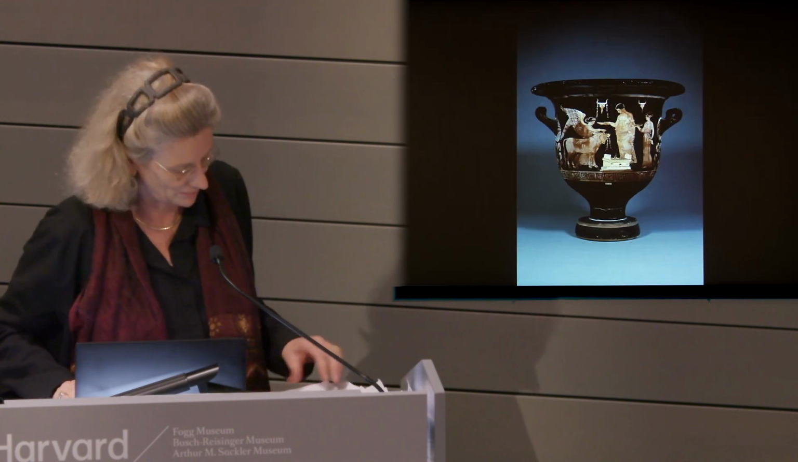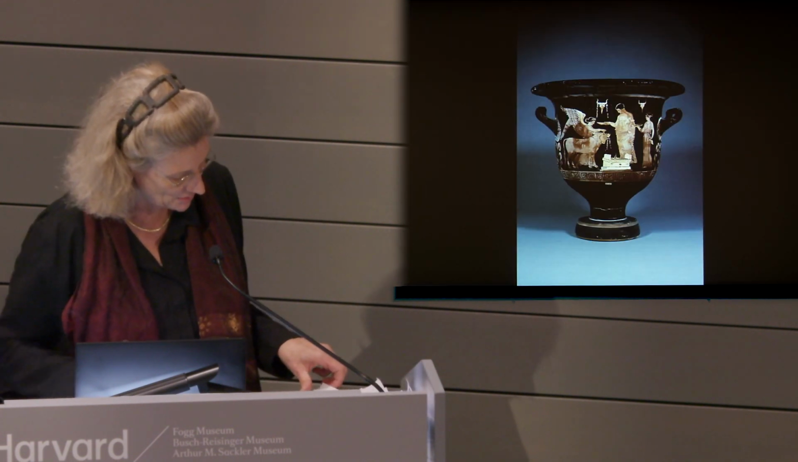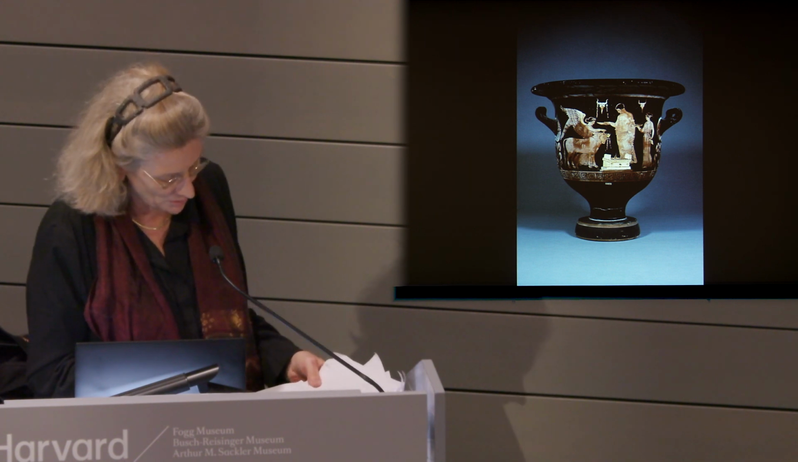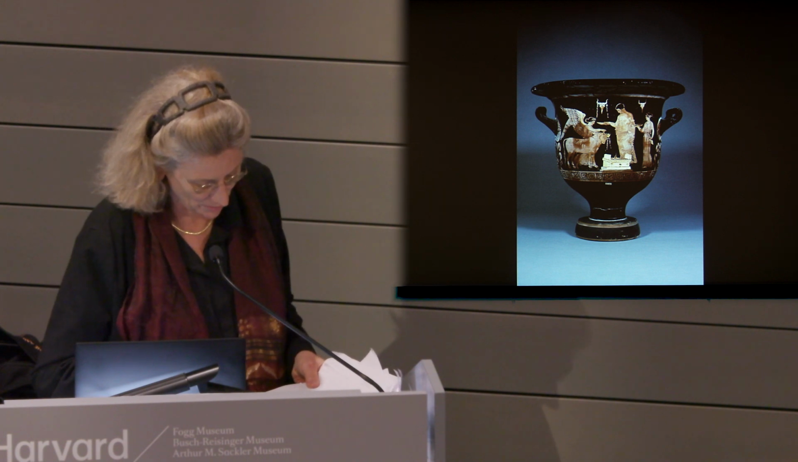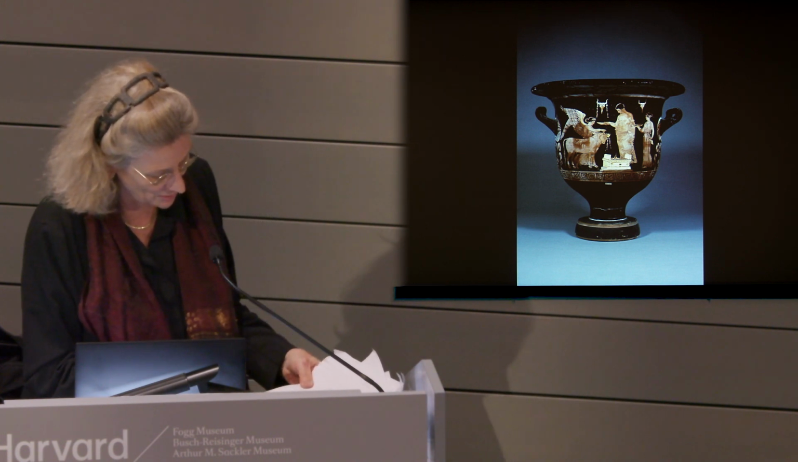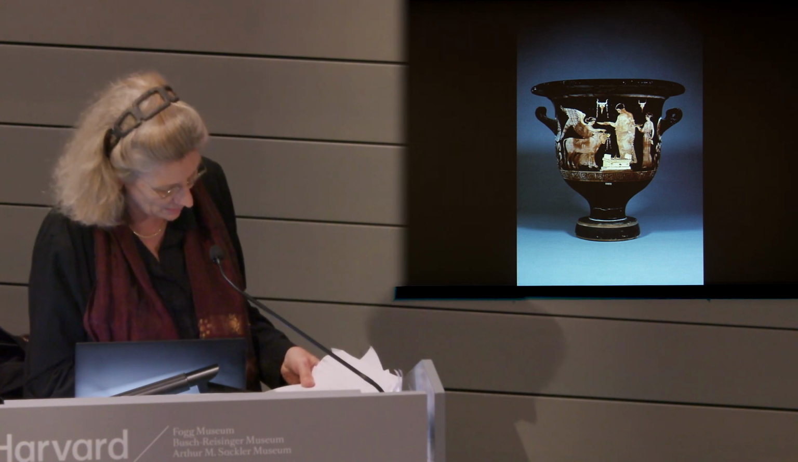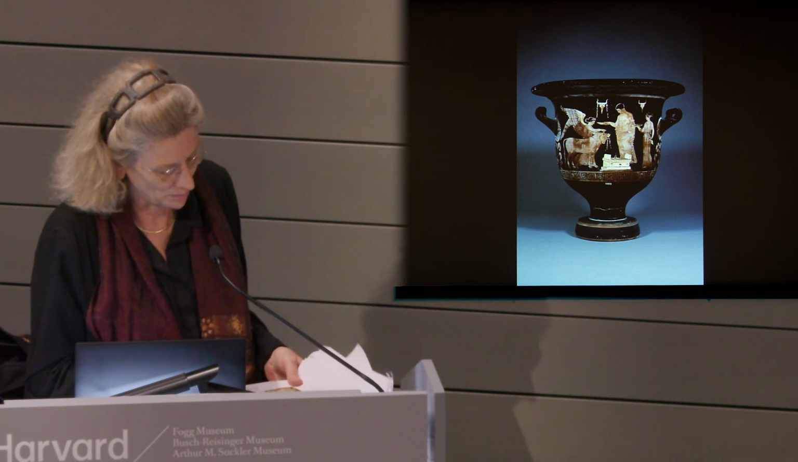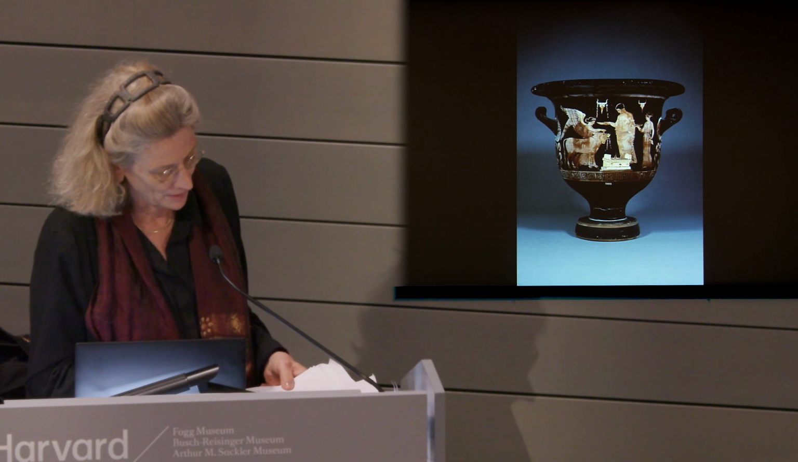And we do, of course, have later examples of that, such as in this bell krater, where Nike brings a bull to an altar. This beautiful Apulian vase from the 4th century, attributed to the Iliupersis painter, and you can see the bucrania, filleted, set up above the altar.